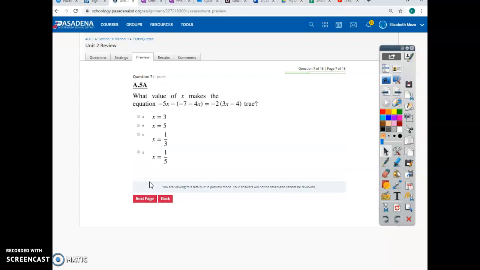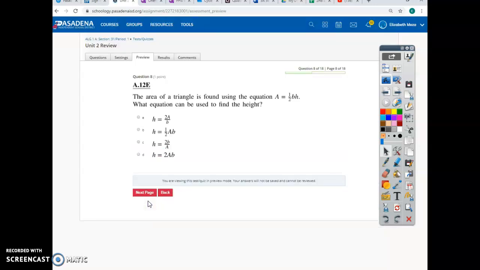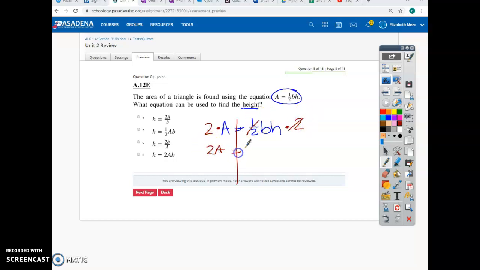Six, 7, 8. Problem 8, it says what equation would be used for the height? So we're solving for h. A equals 1/2 b times h. How do I get rid of the 1/2? Multiplying by what? By 2, because it's the reciprocal. So multiply by 2 on both sides. That gets rid of my fraction. So now I have 2a equals bh.